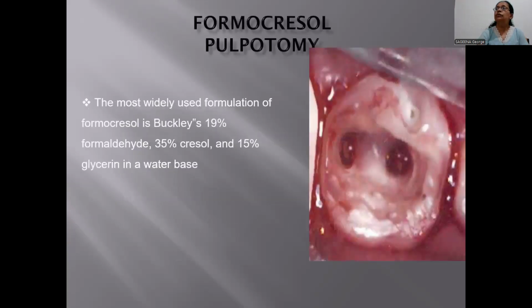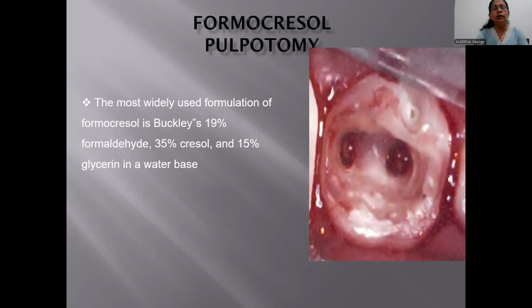So, I think you got a brief idea about the indications and contraindications of pulpotomy. Now we will come to formocresol pulpotomy. Formocresol pulpotomy, as I told you earlier, is a devitalization pulpotomy, and it is considered the gold standard in pulpotomy, with more than 80% clinical success reported over the years.